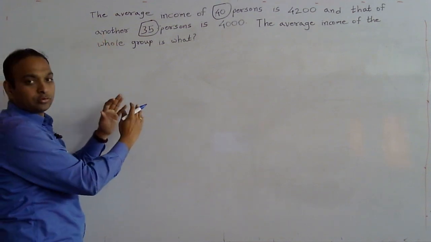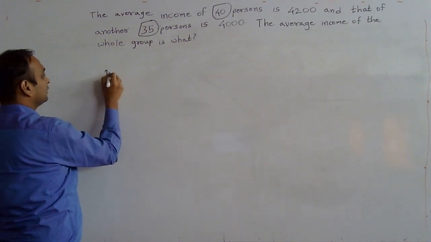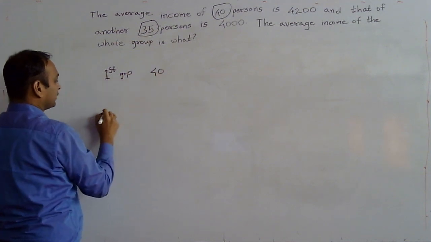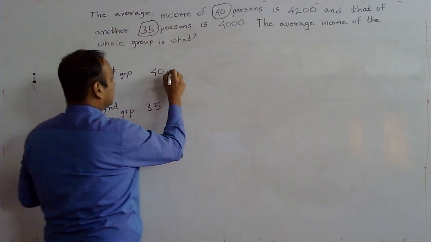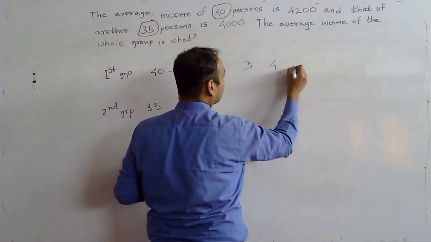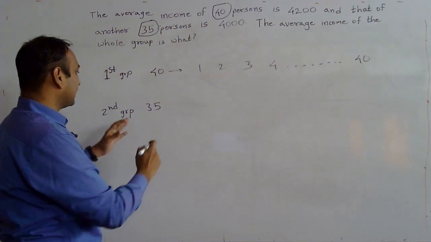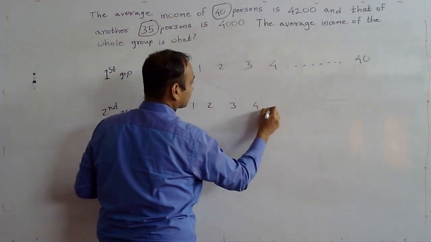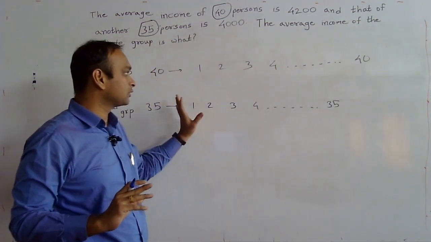Now if we elaborate it in detail, here you can see the first group has 40 persons and the second group has 35 persons. In the 40 persons, this is the first person, second person, third person, fourth person and so on till the 40th person. And in the case of 35, again we have the first person, second person, third person, fourth person, and so on till the 35th person in this group.